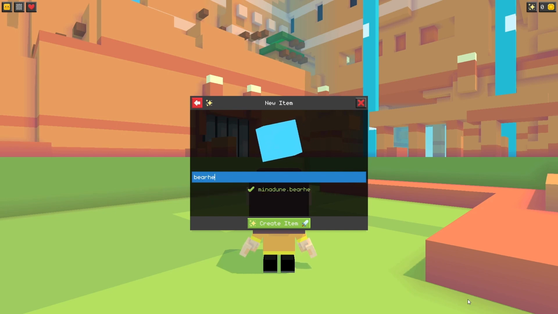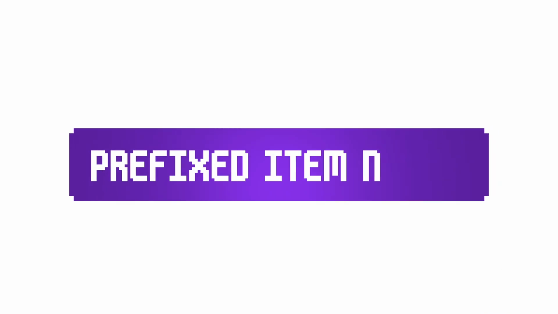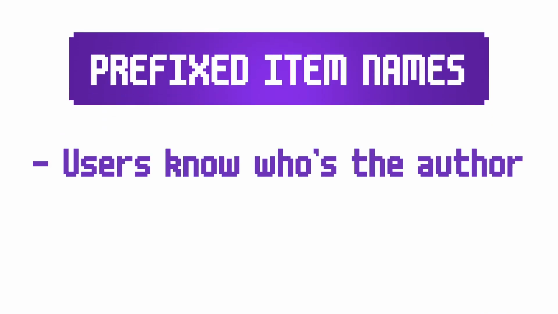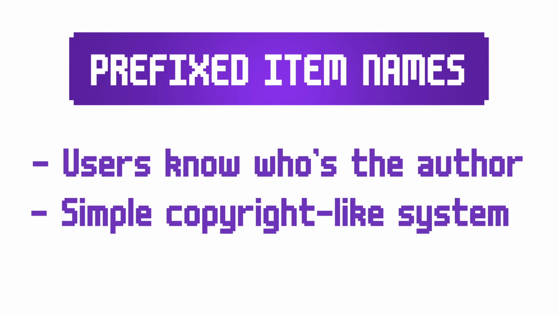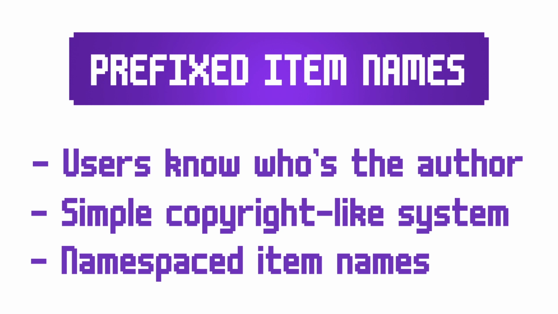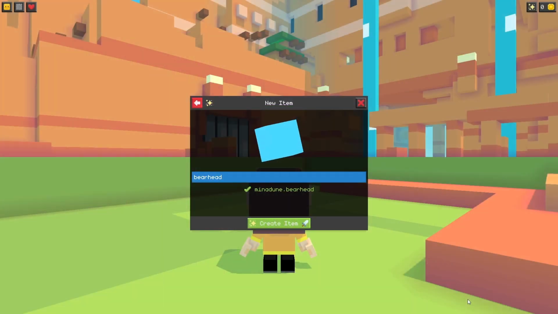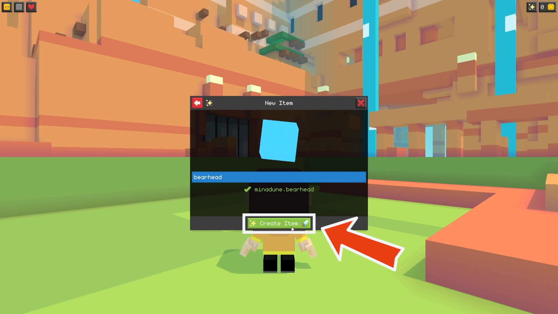Anyway, if you start to type in the name of your item, you see that this base name will automatically be prefixed with your own Cubzh username. This is quite cool because it allows you to easily know who made which item, it serves as a simple copyright-like protection for creators, and it enables multiple creators to make items with the same name. Once you've chosen a name, just click the Create button.